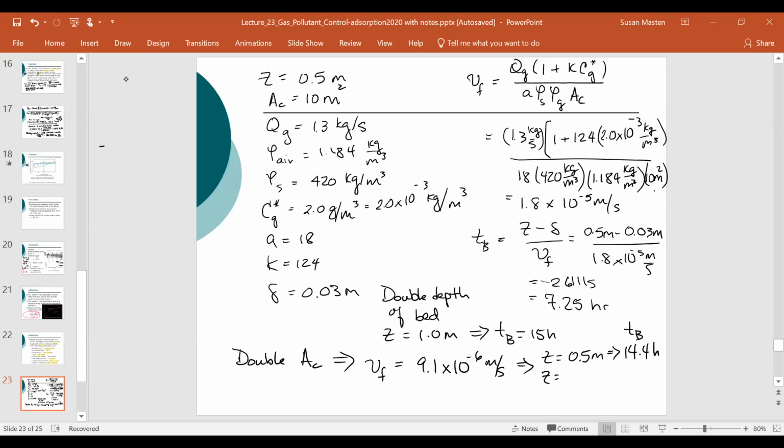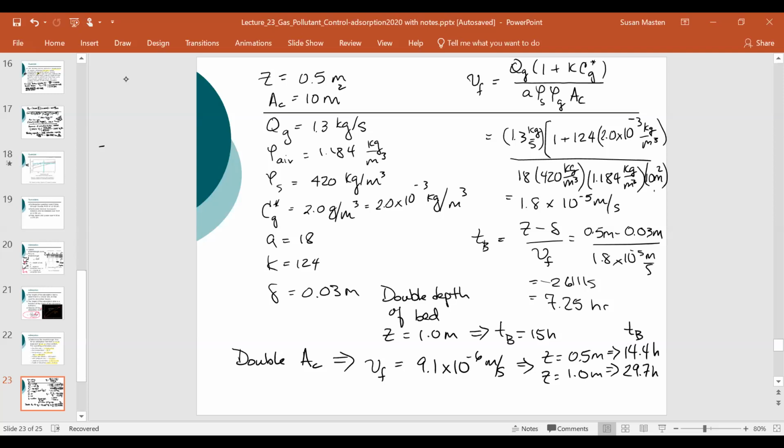If I increase also the depth, then it's almost 30 hours. So I just did those calculations to give you a sense that if I just double the depth of the bed, I can get a little more than double the breakthrough time.